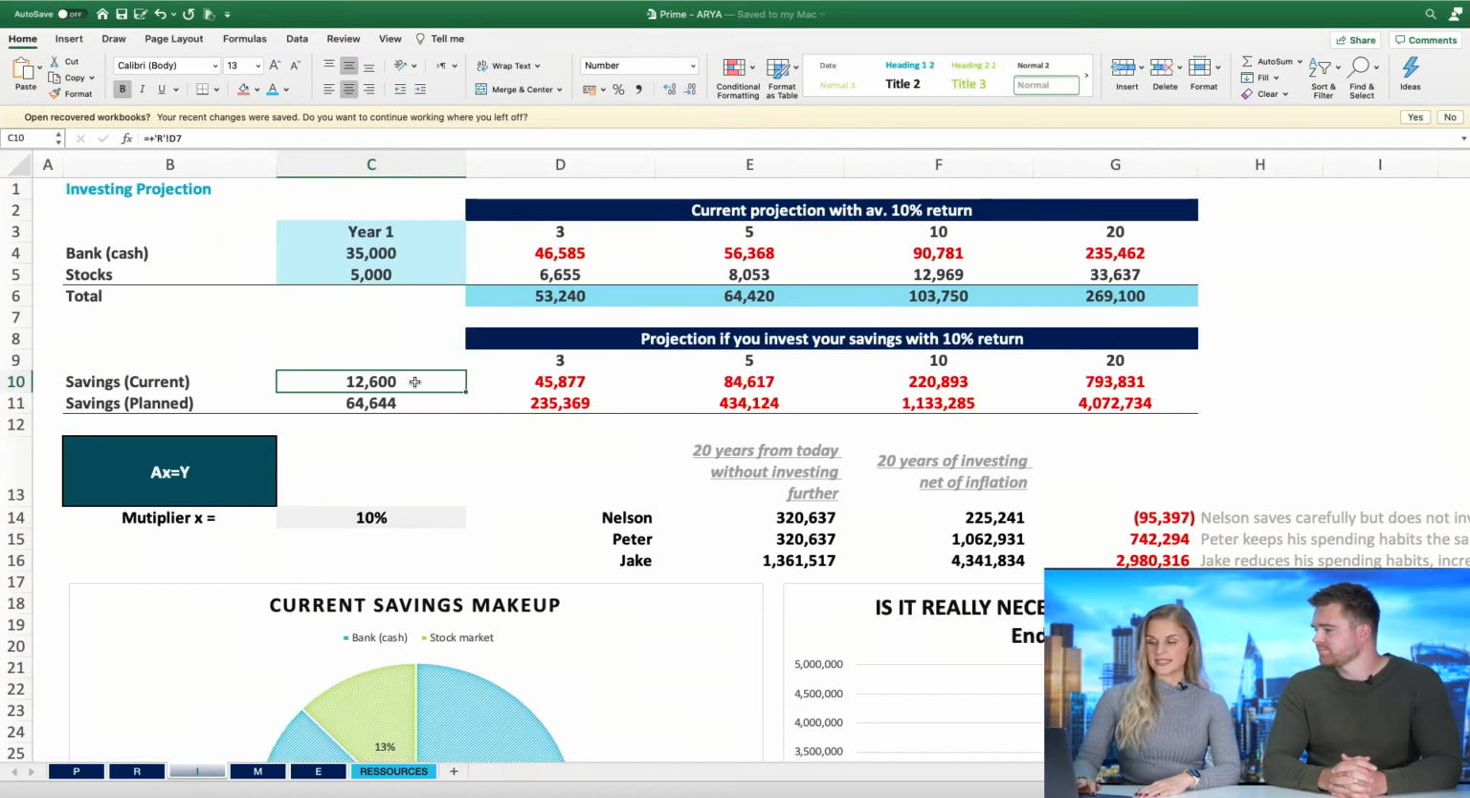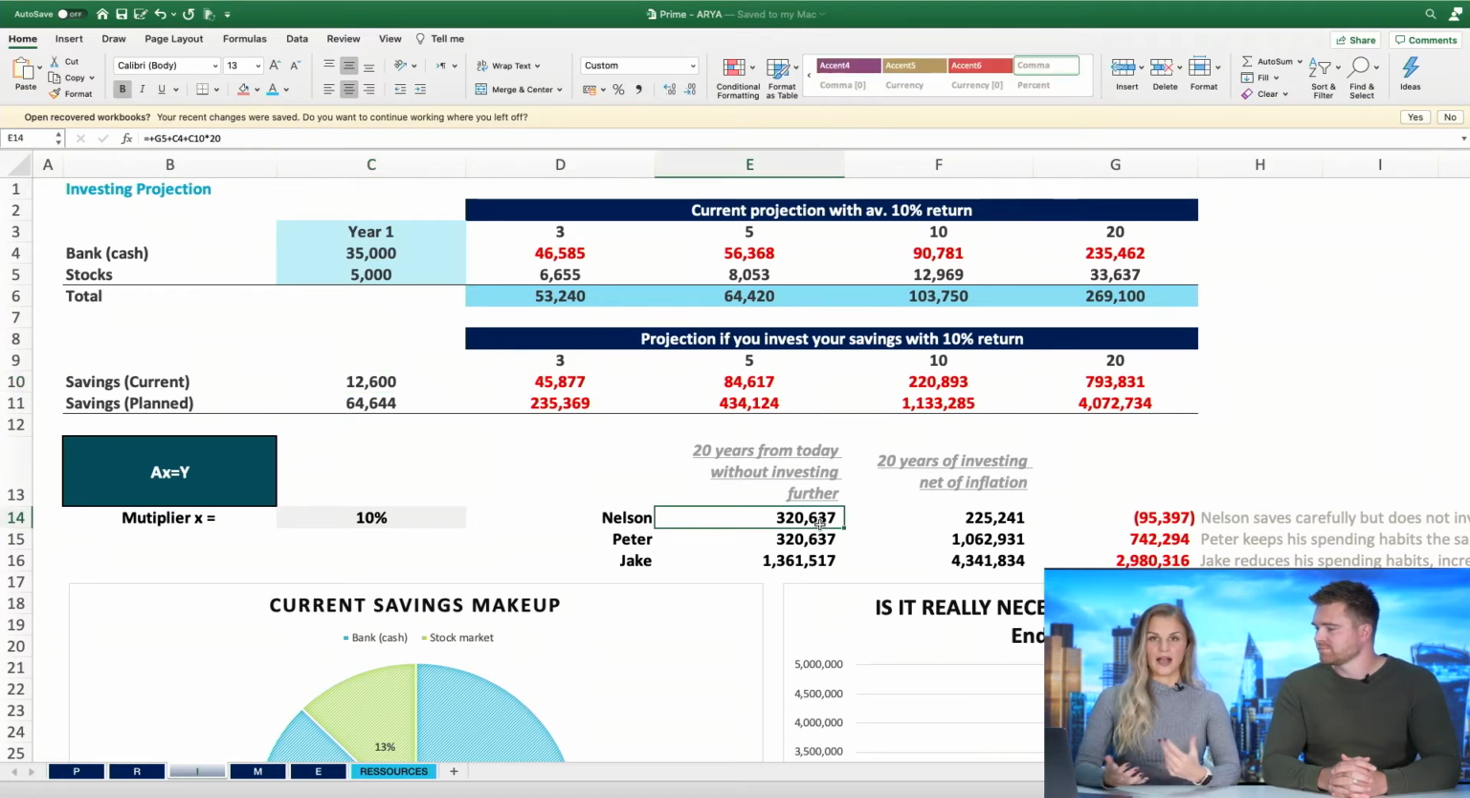Now, he hasn't achieved any income, any investment return on his savings. So he's ending with £320,000 after 20 years. We then have a look at Peter.